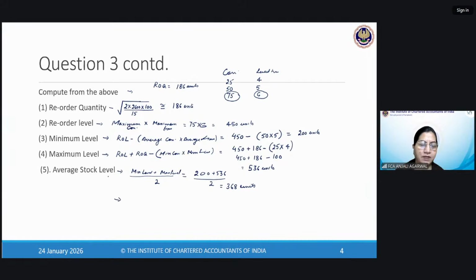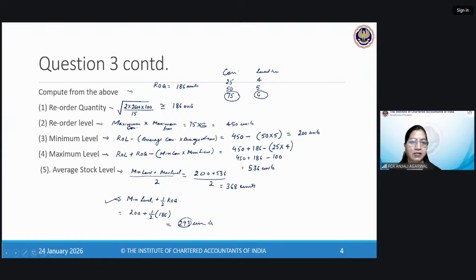And the second formula for average stock would be minimum level plus half reorder quantity. The minimum level is 200 units and the reorder quantity is 186. So the average is 293 on the basis of the second formula. You can use either of the two formulas, but preferably use this one if you are short of time in the examination. Don't use both the formulas.